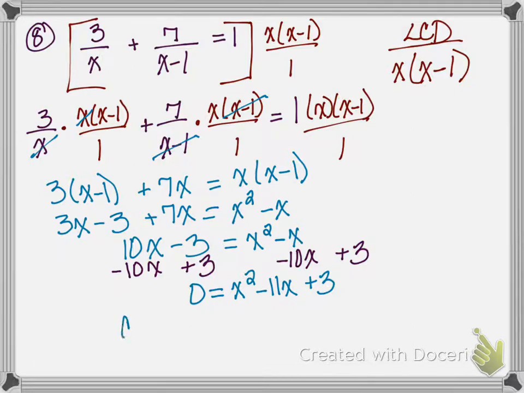What's my A value? Good. My B value? Good. And my C value? Good. Positive 3. Did you guys say positive 3? I just want to make sure. Yeah, it's positive 3. Okay, here we go.